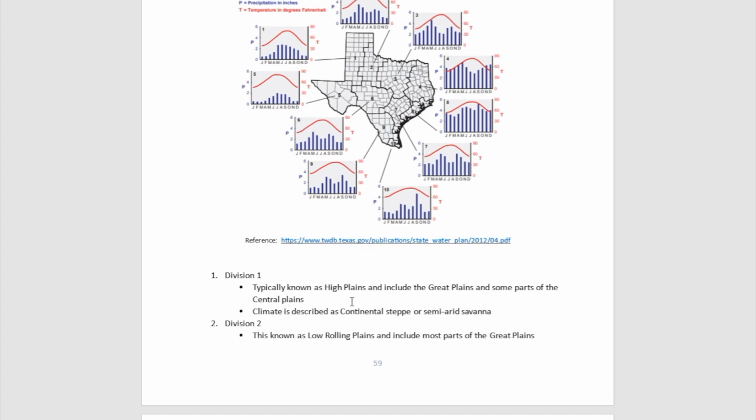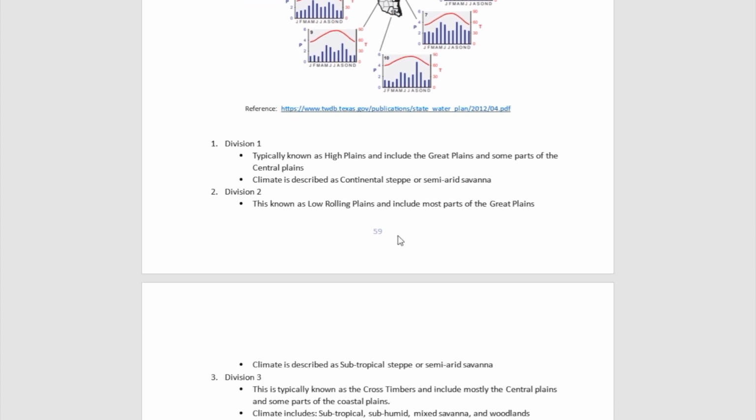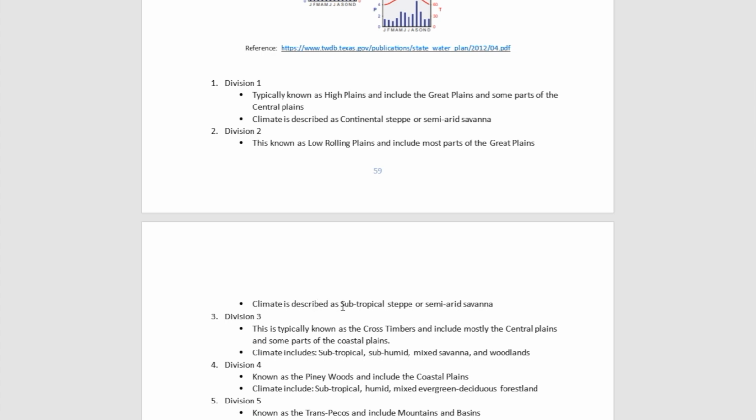And division number 1 is typically known as the High Plains, and that includes the Great Plains and some parts of the Central Plains. That's division number 1, if you can see this map over here. Division number 2 is called the low rolling plains, and that includes the parts of the Great Plains over there in Texas. The climate is described as subtropical and semi-arid savanna. That's division number 2. Division number 3 is typically known as the cross timbers.